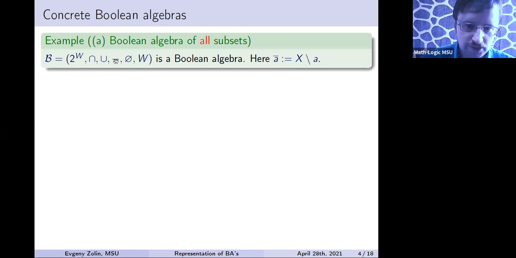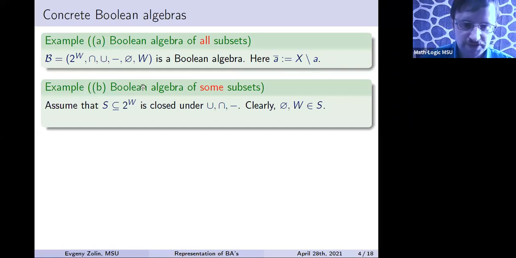So do all Boolean algebras have this form? No. There are Boolean algebras of different form, but still they are very close to sets of all subsets. If we take some set S of subsets of W, closed under intersection, union, and complement, so if two sets belong to S, then the intersection belongs to S, union belongs to S, and the complement belongs to S. Then, of course, the empty set belongs to S because it is X intersection the complement of X. And W, of course, belongs to S.